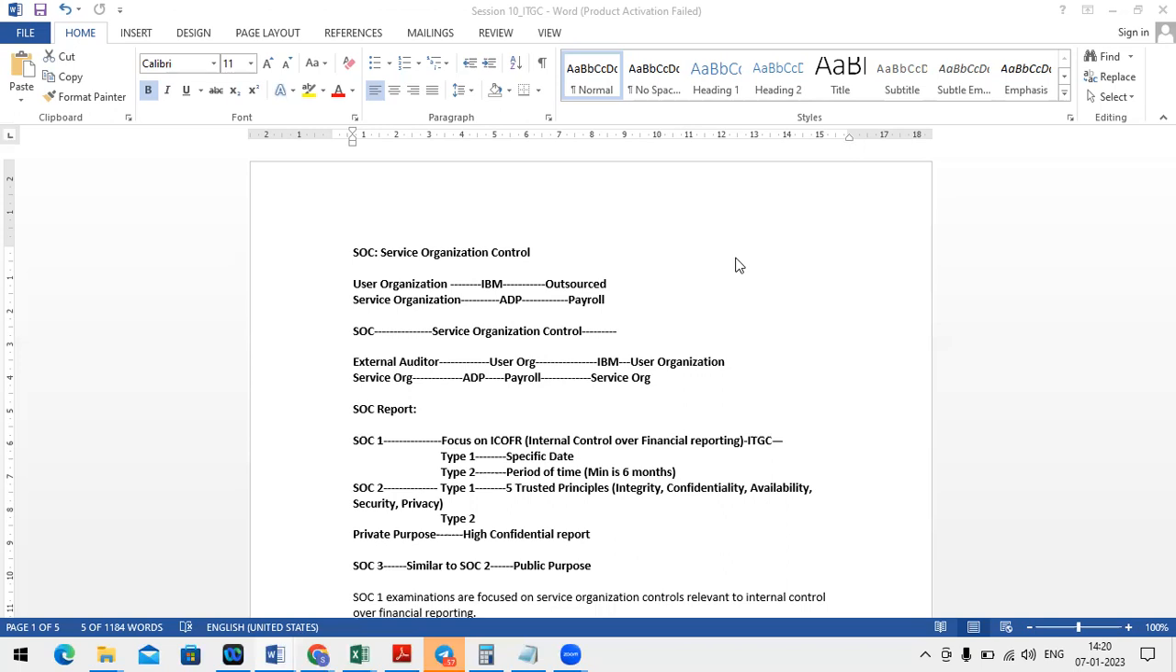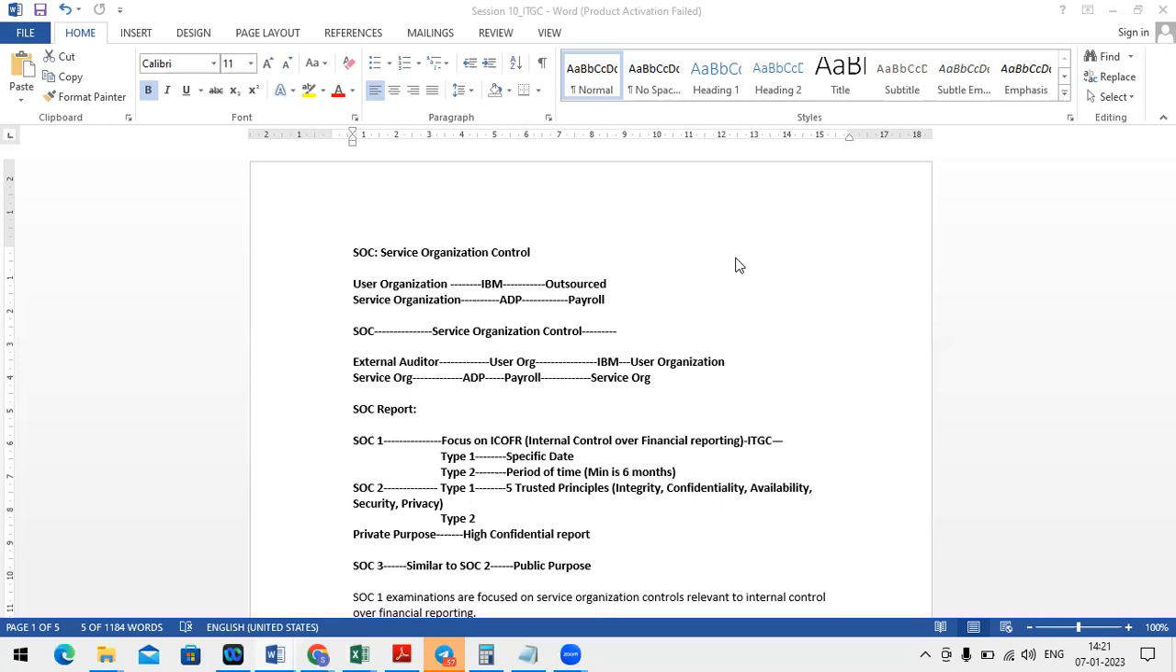Whenever an external auditor comes to the user organization, he will review the entire controls, and he'll come to know that some services are being outsourced to a service organization. So he will ask for a SOC report. The internal auditor from the service organization will give the SOC report to the user organization, and the user organization's internal auditor will give it to the external auditor. So there are SOC 1, SOC 2, and SOC 3.